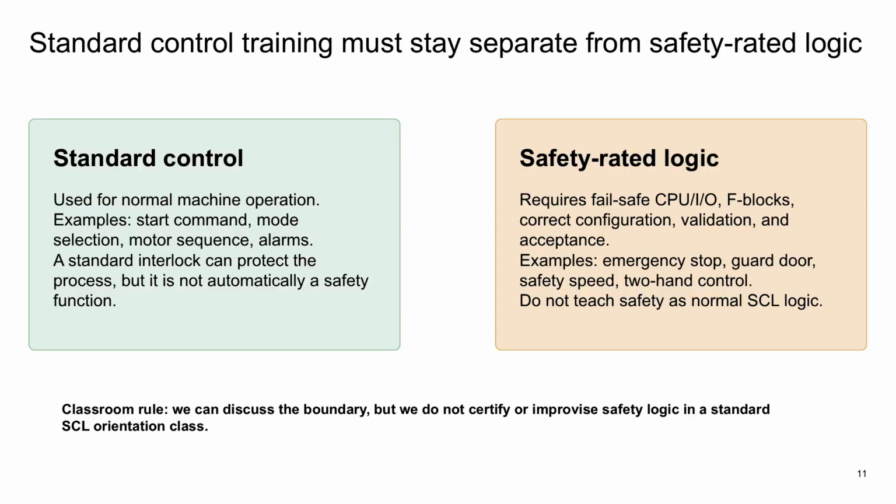Now see this slide. Main point is standard control training must stay separate from safety-rated logic. Remember, standard control. Also note, used for normal machine operation. Practically, examples: start command, mode selection, motor sequence, alarms. For students, a standard interlock can protect the process, but it is not automatically a safety function.